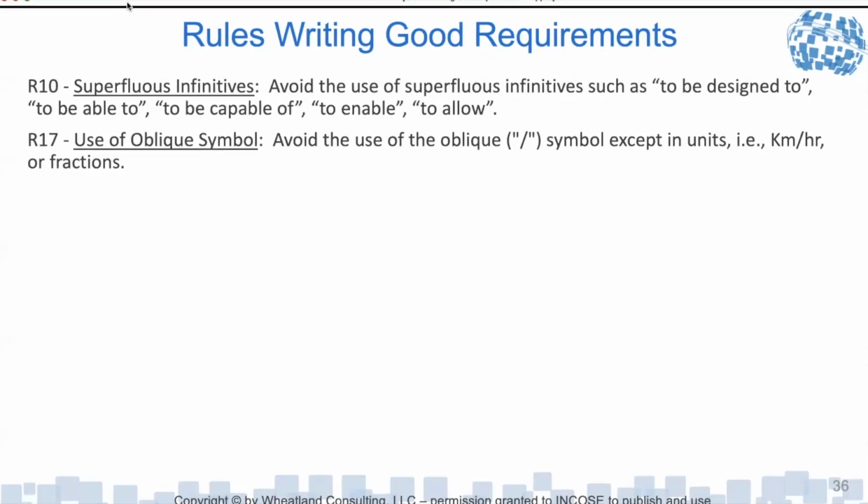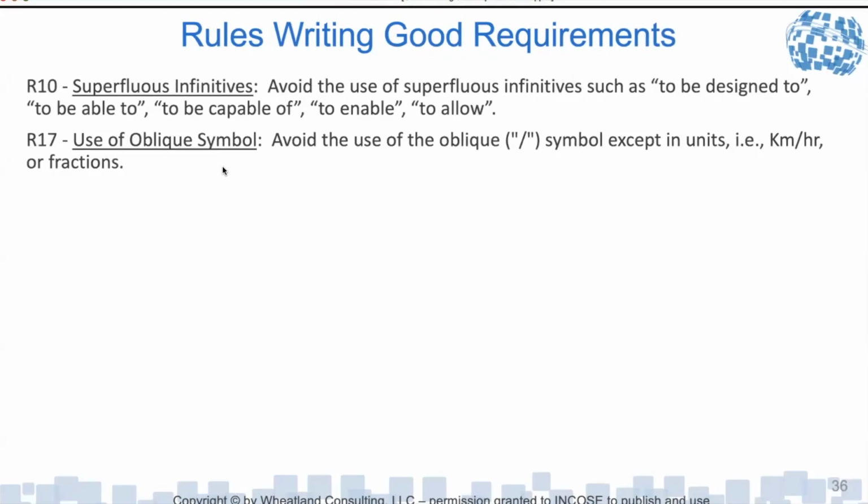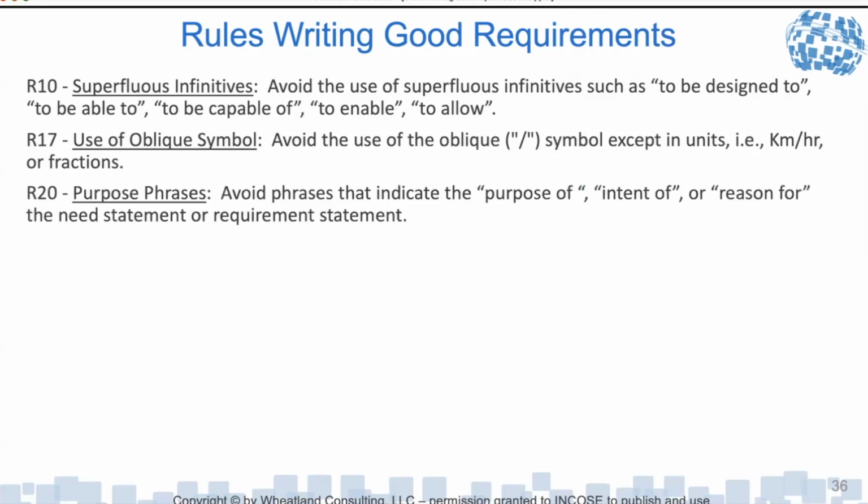Another rule is about using the oblique symbol. We want to avoid the use of the oblique symbol except in units, such as kilometers per mile, or fractions. When you say "the system shall do X/Y," what do you really mean by that? A lot of times it's just that the person can't make up their mind what word they want to use, so they use the two words and put the oblique symbol in between.